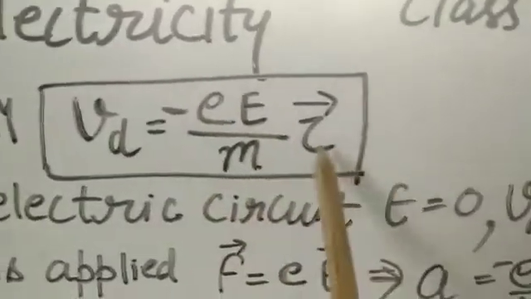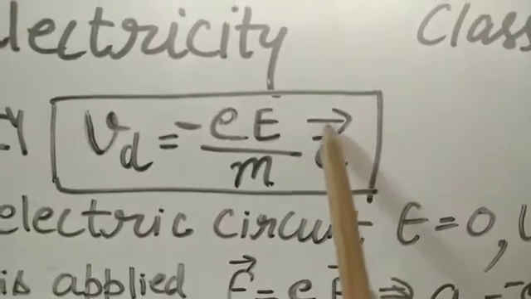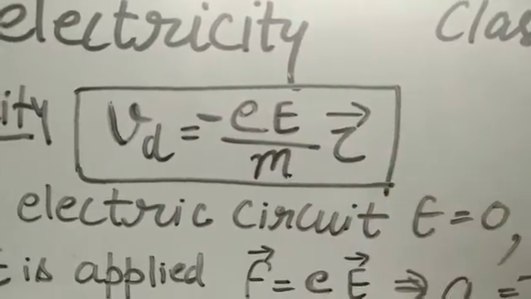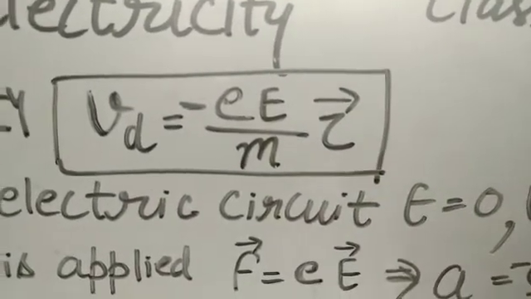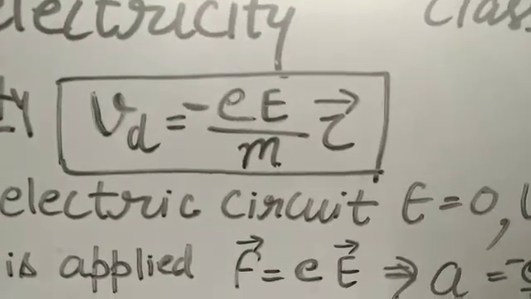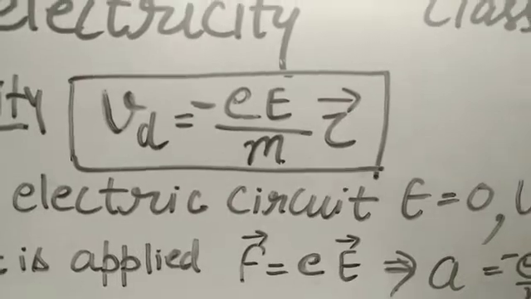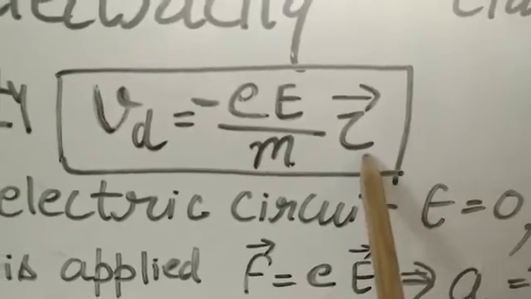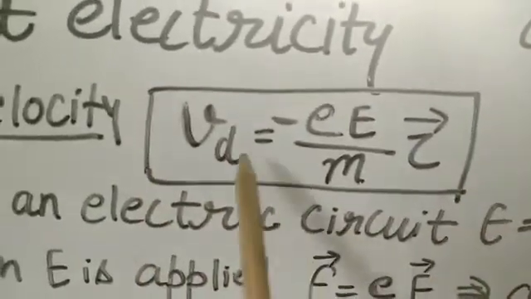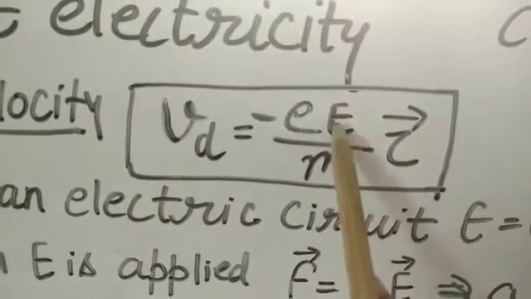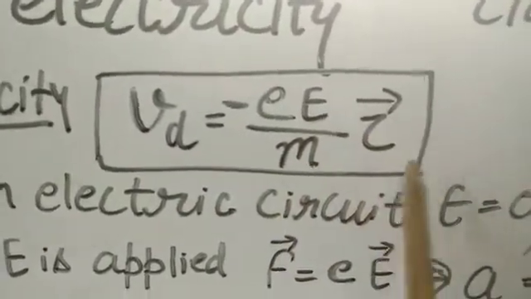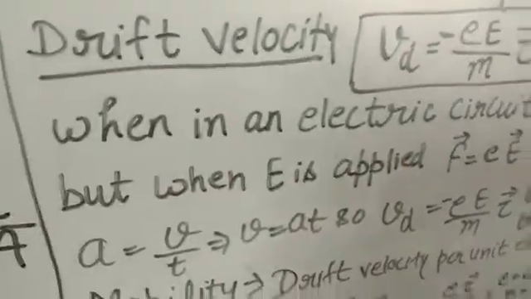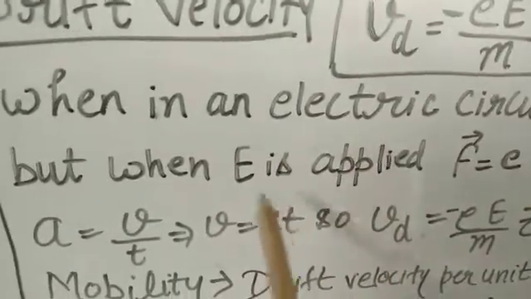Then tau is the relaxation time. When we give an electric field, when we give some force to move the electron, some collisions occur. So this is the relaxation time between two successive collisions. We have to derive the drift velocity, that is Vd is equal to minus eE upon m into tau, where tau is the relaxation time. To derive the drift velocity, we simply write the theory portion.